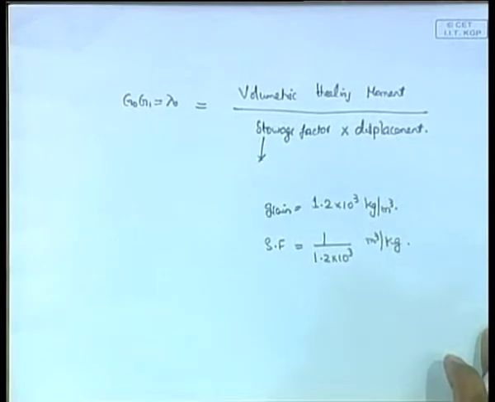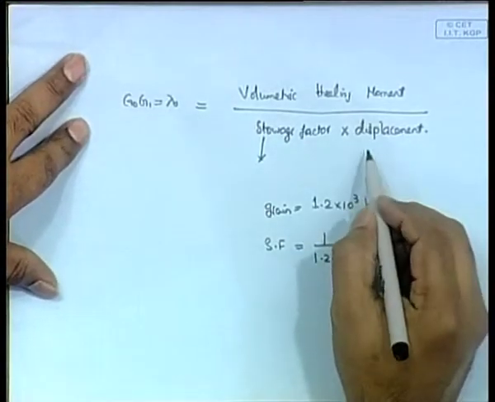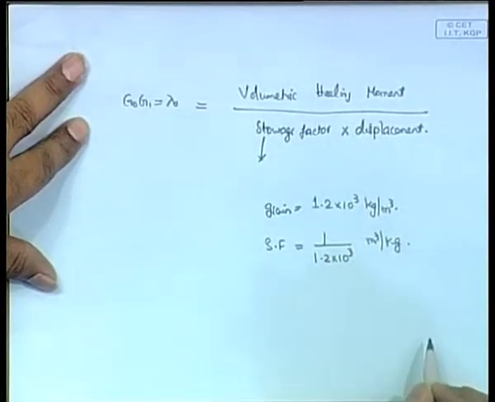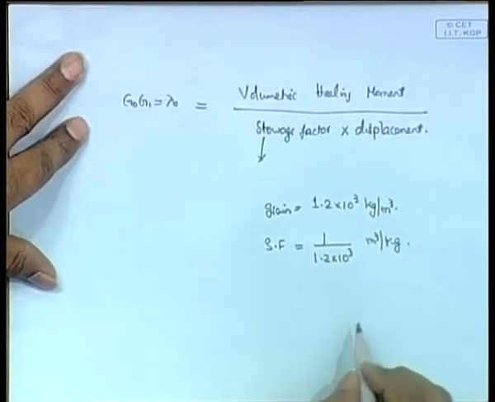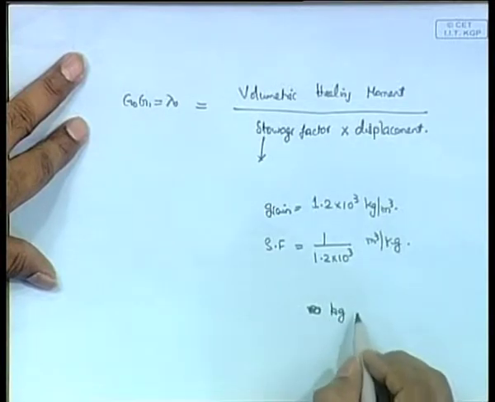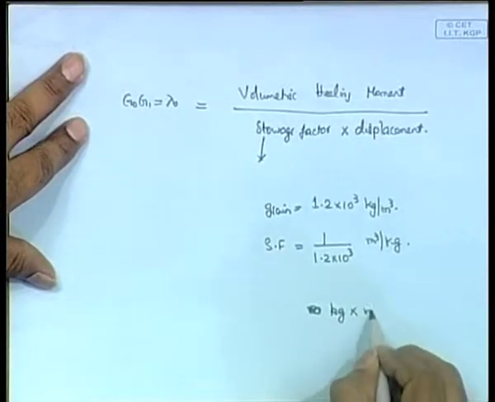It is something like 1 by density. So, it will become something like 10 power minus 3 kind of thing, meter cube per kilogram. That is the meaning of stowage factor. So, as you can see here, displacement is in delta. It is not the volumetric displacement, it is the total displacement of the ship, which is the weight of the ship. So, it will be in mass, in kilograms, and stowage factor is in meter cube per kilogram.